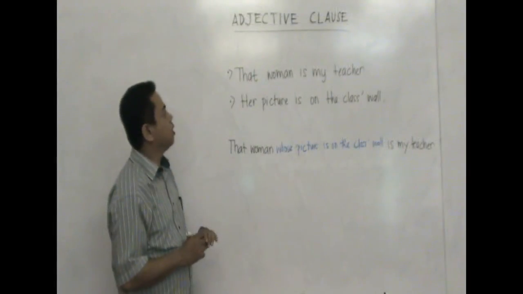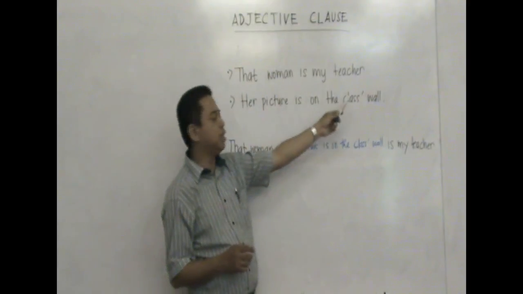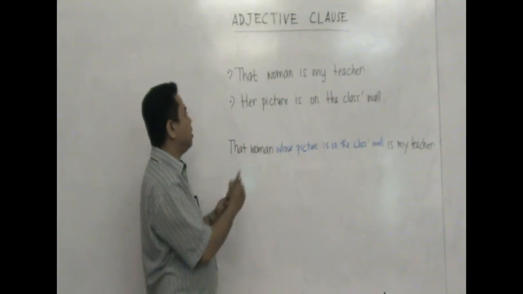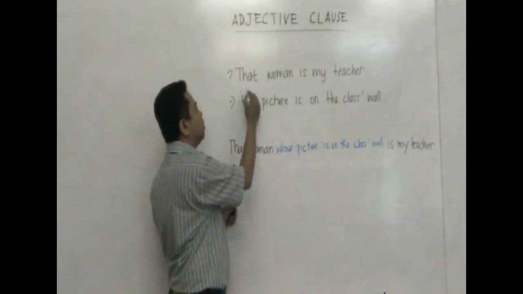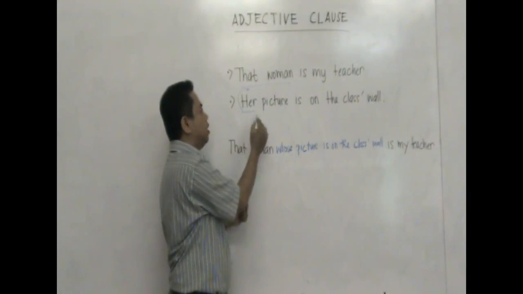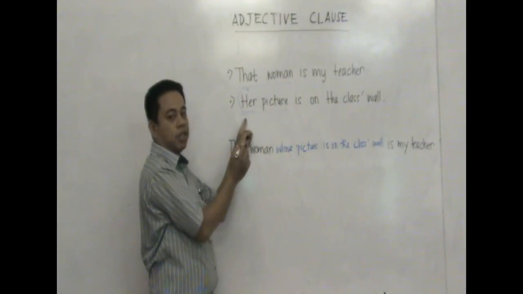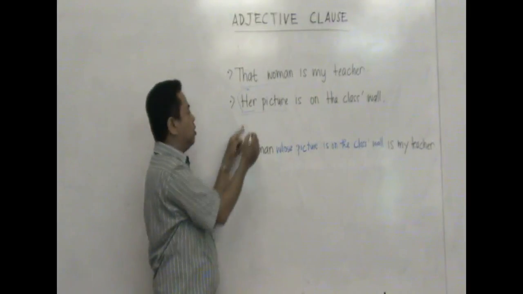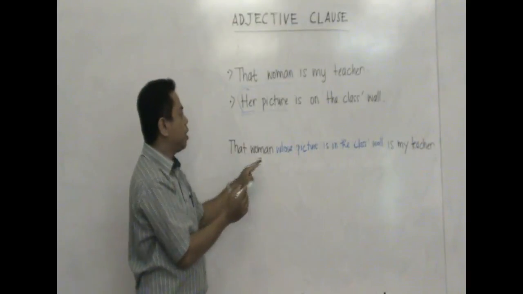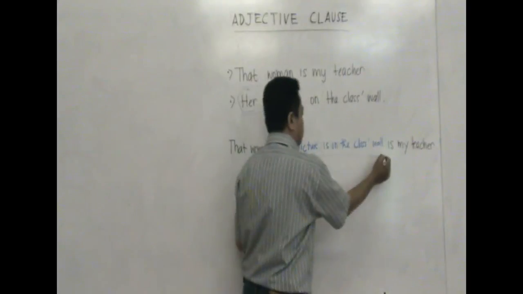Now about whose. Okay? Now, again, the sentence. That woman is my teacher. Her picture is on the class wall. Here, her refers to that woman. And her here, in the context of her picture, is the possessive adjective. So her refers to possession. Okay? Because of that, we can substitute her into whose in the adjective clause.